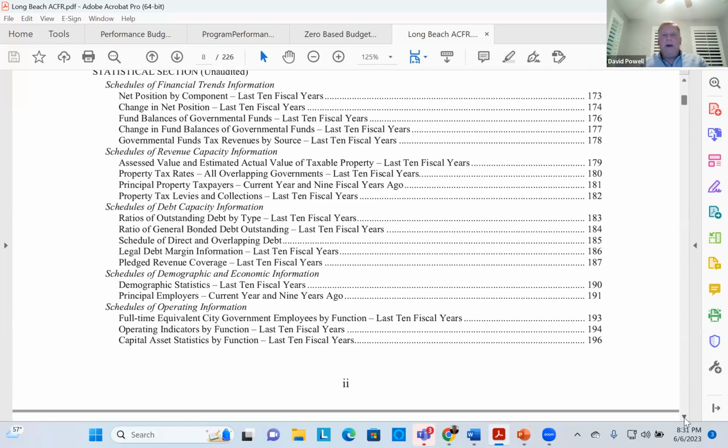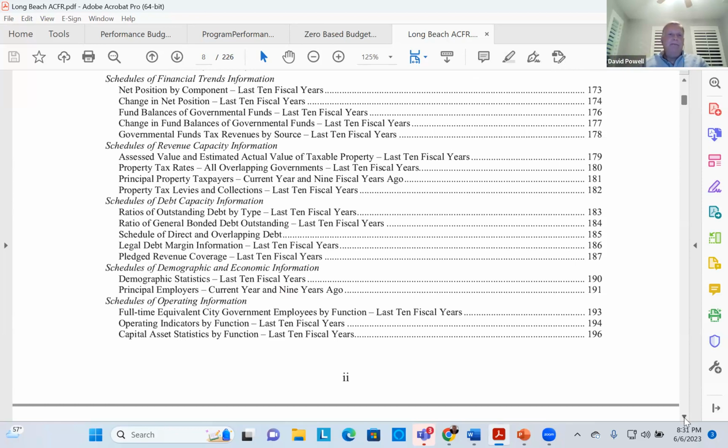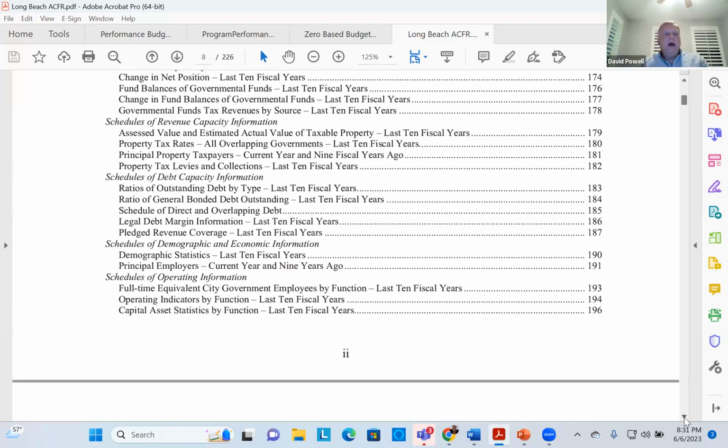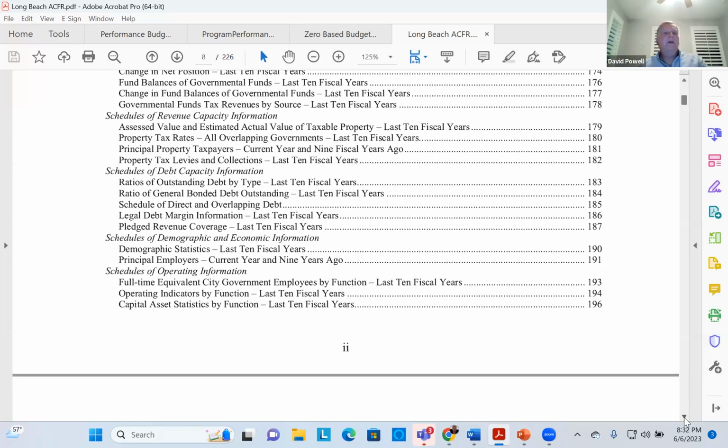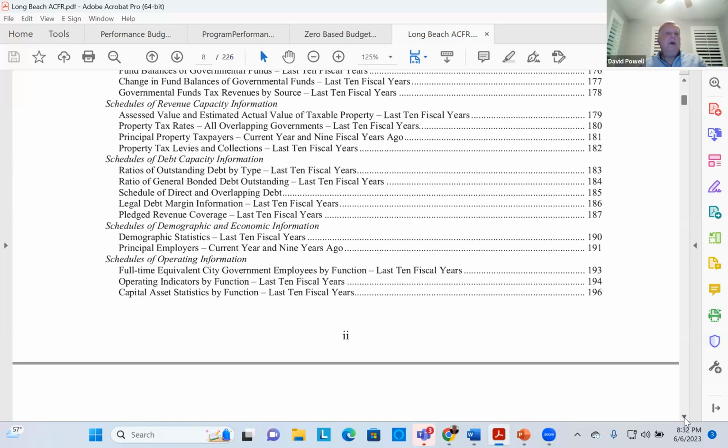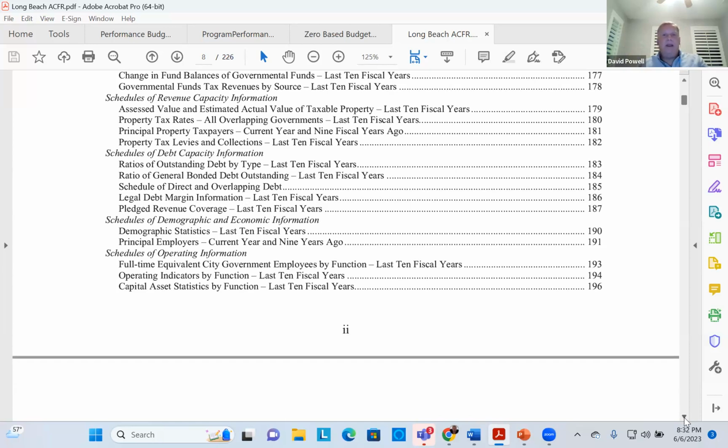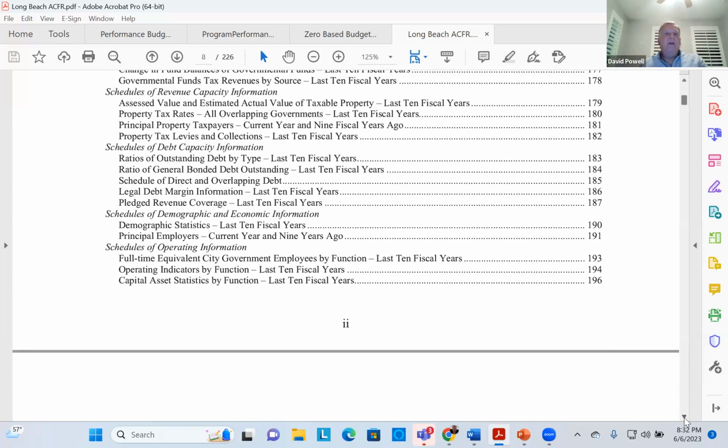Governmental funds tax revenue by source. So this will tell you the tax revenue by source for the governmental funds over the last 10 years. You can see how their tax revenue portfolio has changed over the past 10 years. Assessed value shows you the capacity of the city. The assessed value of property is the capacity of the city. It shows you the taxing capacity that the city has. Property tax rates for the last 10 years, principal property taxpayers, so who's paying the most in property taxes the current year, as well as 9 fiscal years ago. Property tax levies and collections over the last 10 years.